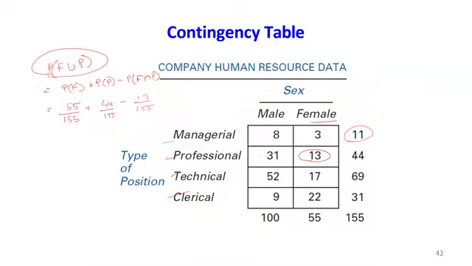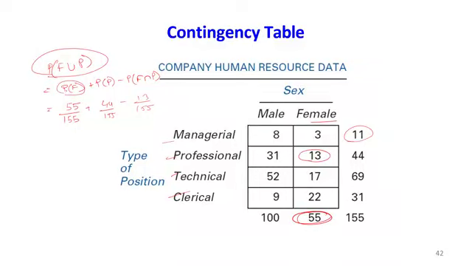Go ahead. Probability of female is 44 by 155, might be, is that correct? Because female is this, the total count of 13, and you are only talking about 13 females, right?